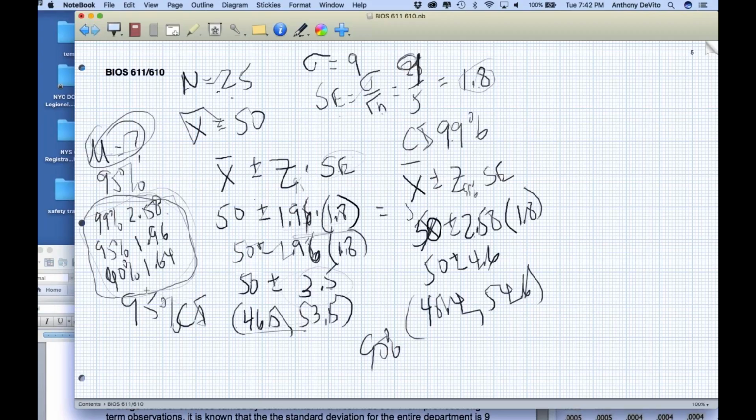And again, if I'm going to do a 90% confidence interval, that's going to be narrower. Why is it going to be narrower? Because we're going to use 1.64 to calculate our margin of error. Smaller number, smaller amount we're going to add and subtract. It's going to be a narrower range, but because it's a narrower range, it means we're less confident.